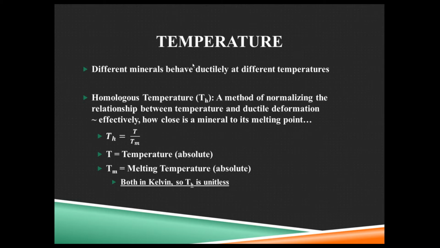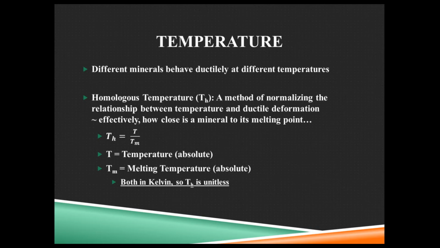Now, temperature. As we talked about different compositions, different minerals, each have different melting temperatures, but also different temperatures at which they act ductilely, where they behave plastically, and where they start bending without melting. The closer they are to their melting temperature, the more easily they will bend and flow. Again, without melting, because it's as they approach their melting temperature. Now, to talk about this, we would want something that was normalized.